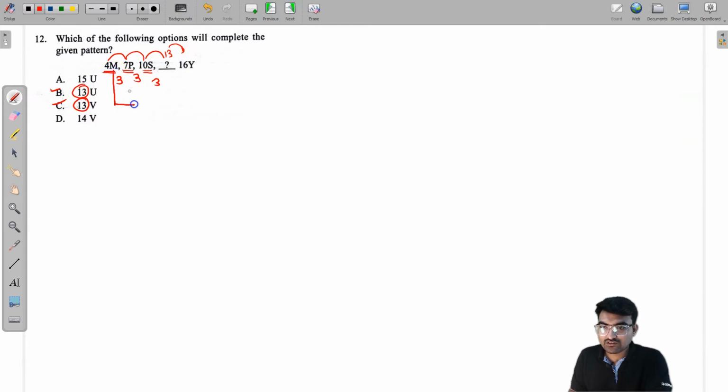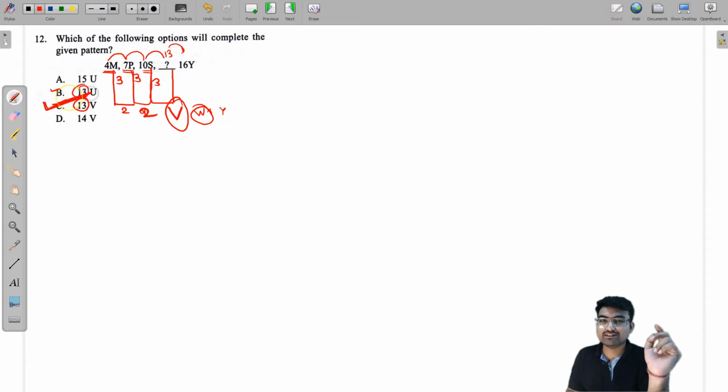Now just check the difference between M and P. LM, M, N, O. So there are two letters, right? So gap of 2, P, Q and R. So again 2, S, T and U. That means gap of 2. So V will be there, right? Because after V, W, X and we will get Y. So again gap of 2. So V will be the perfect option.